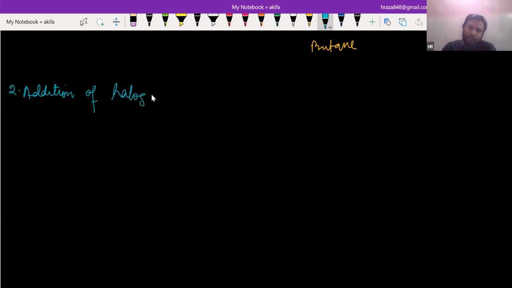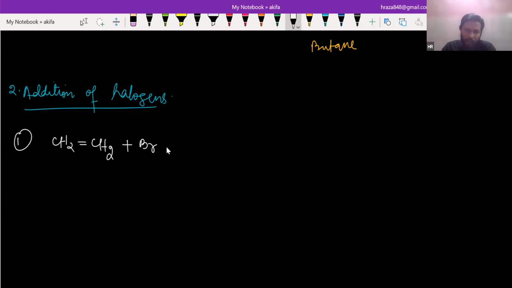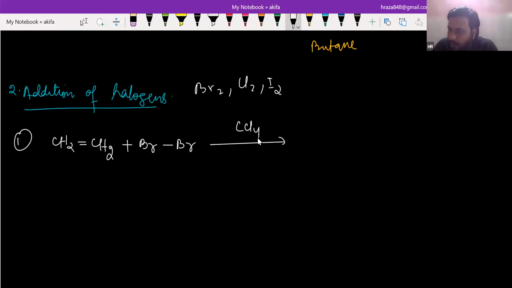The next chemical property is basically addition of halogens. We are going to add halogen, and how are we going to do it? Just focus on the board. CH2 double bond CH2, and whenever we want to add halogens, that is Br2, Cl2 or I2, we need CCl4. It will be added in the presence of CCl4, carbon tetrachloride. And how it will be added, this is very important.